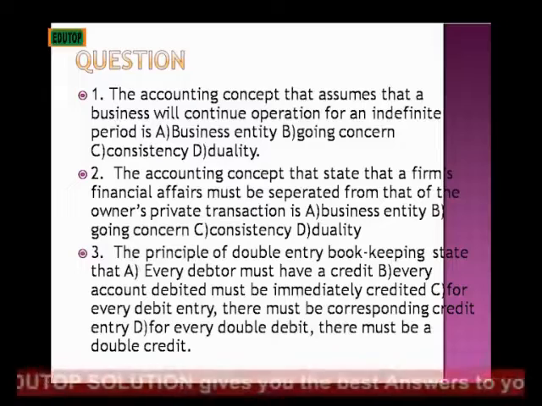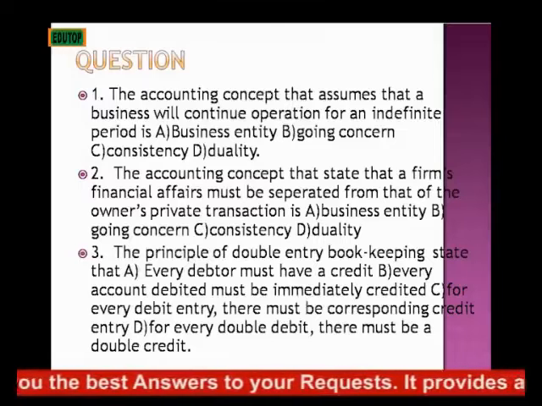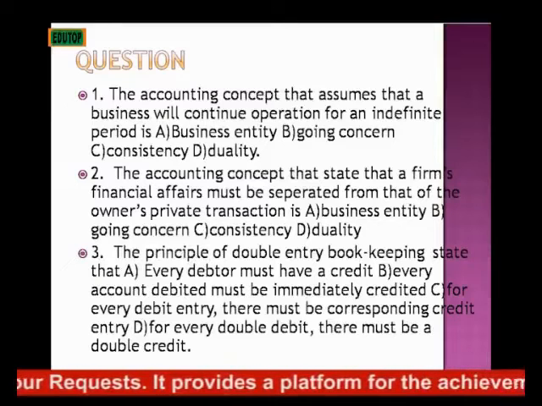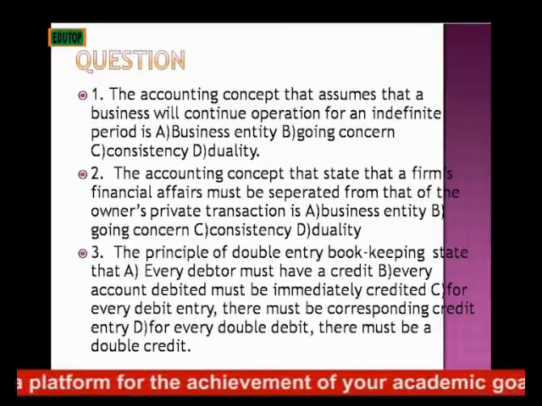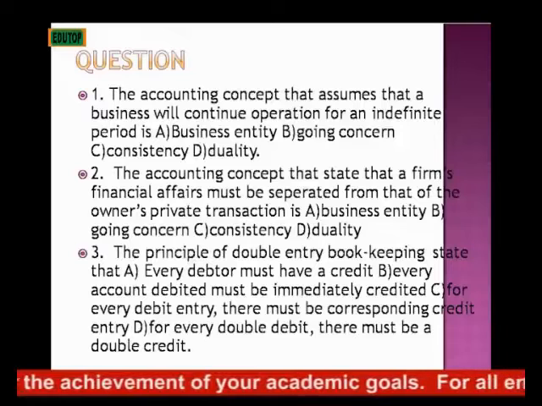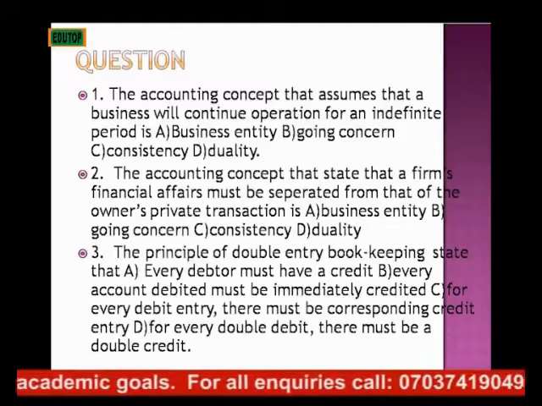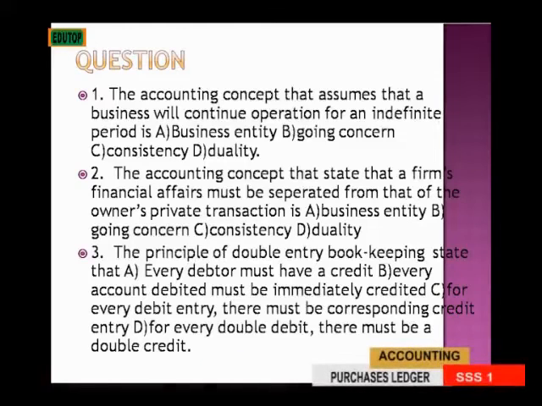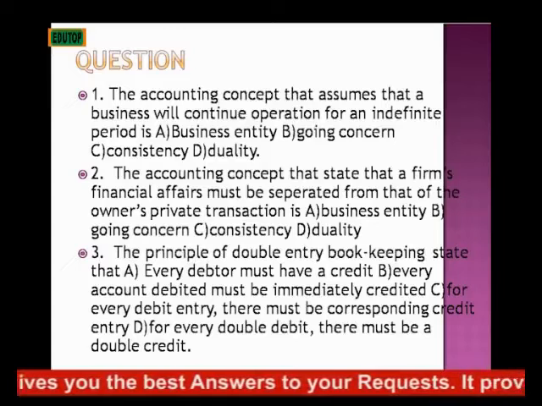Now, these are the questions for the remaining four things which we have done justice to earlier on. And we have a lot of questions that pertain to this theme. Number one question says, the accounting concept that assumes that a business will continue operation for an indefinite period is: option A, business entity; B, going concern; C, consistency; D, duality. Then the second question, the accounting concept that states that the firm's financial affairs must be separated from that of the owner's private transactions is: A, business entity; B, going concern; C, consistency; D, duality.